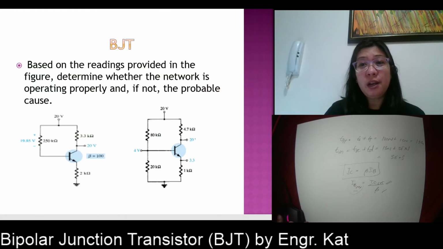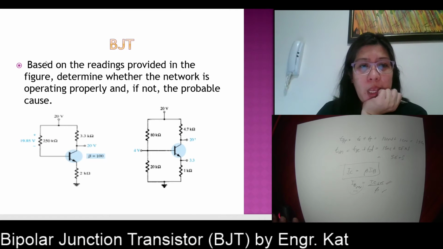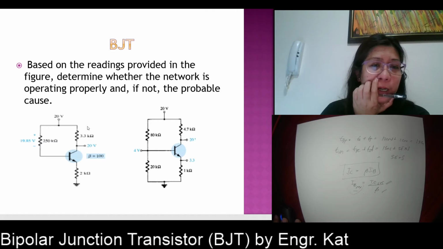So we have here our supply is 20, and we can read at the collector side that this is also 20. So if your VCC is 20 and your VCE is equal to 20, that only means that no current is flowing across this one. Therefore, you have no IC. Okay, so you don't have any IC here.